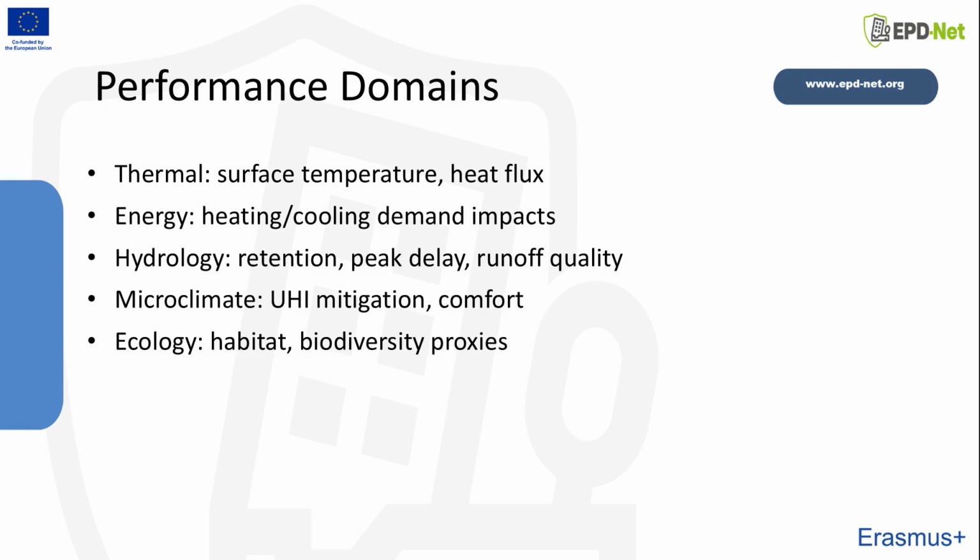Green roof performance is not one number, it is a bundle of domains. Thermal performance focuses on surface temperature and heat flux through the roof layers. Energy performance connects that heat flow to building cooling and heating demand, often through a building energy model. Hydrologic performance describes rainfall interception, storage, and release, including runoff volume reduction, peak attenuation, and delay.